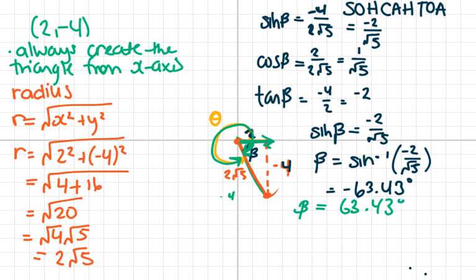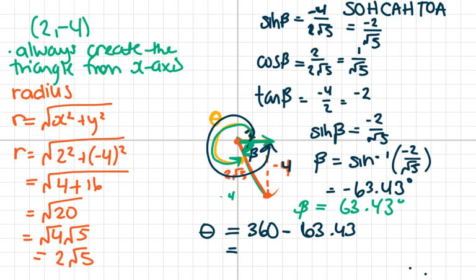So a whole circle from here to here would be 360. But if beta is 63, I'm going to do 360 minus 63.43, and that will give me angle theta. So punch that into your calculator. 360 minus 63.43 equals 296.57. So therefore, the principal angle, angle theta, in this situation is 296.57 degrees. Right? Another thing to note is that R is always positive.